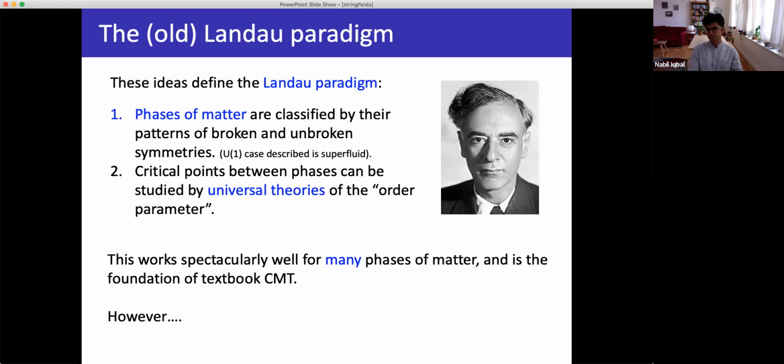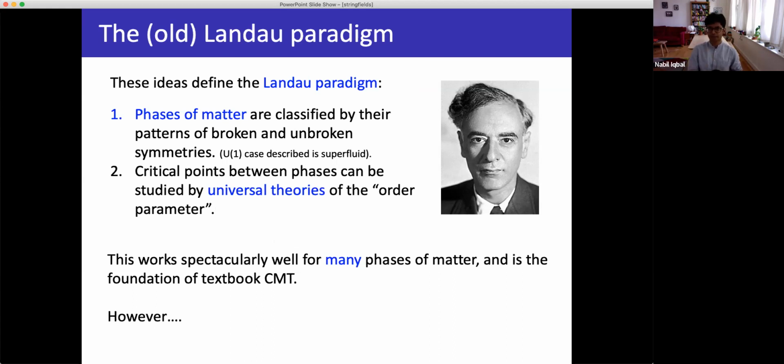If you think about the phases of matter that you know and love, this depends, of course, on what phases of matter you love, but most of them are classified by their symmetries in a very normal way. For example, a solid is a phase of matter that spontaneously breaks translational symmetry. A liquid is a phase of matter that doesn't do that, and so on and so forth. And furthermore, critical points between different phases can be studied by universal Landau-Ginzburg type theories of the order parameter, where you don't care about the microscopics. These two ideas are extremely powerful and they work spectacularly well for many, many phases of matter. And of course, this is the foundation of textbook condensed matter physics. If you open any textbook on condensed matter theory, this is like chapter 1.